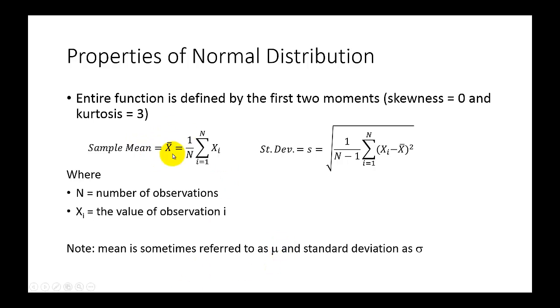Oftentimes, mean and standard deviation will be referred to using the Greek symbols mu and sigma. The distinction is that mu and sigma are supposed to be population statistics, while X bar and S are sample statistics. But a lot of people use them interchangeably, so I'm not going to get worked up about it.